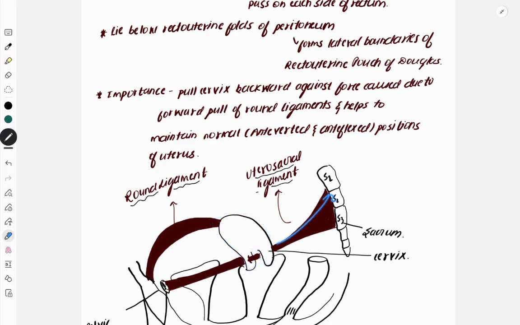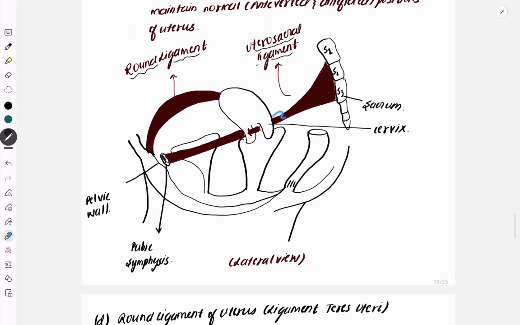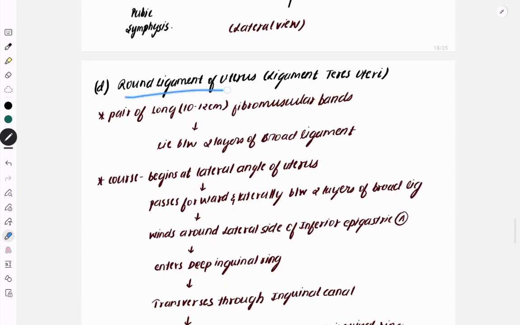So the importance of the uterosacral ligament is that it pulls the cervix backward against the forward force caused because of the round ligament, and it helps to maintain the normal anteverted and anteflexed position of the uterus. So this diagram again gives a lateral view of the ligaments of the uterus. The first one is the round ligament, which goes anteriorly and enters the inguinal canal, which will be discussed next. And the second one is the uterosacral ligament, which pulls the uterus backwards and prevents the forward pull of the round ligament.